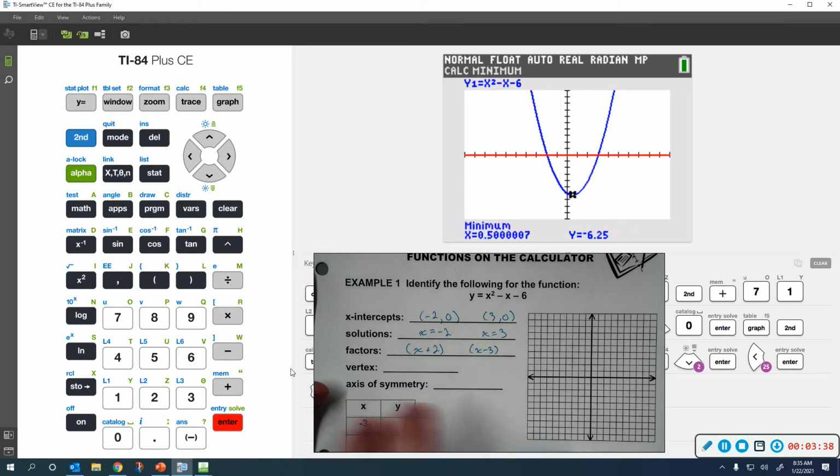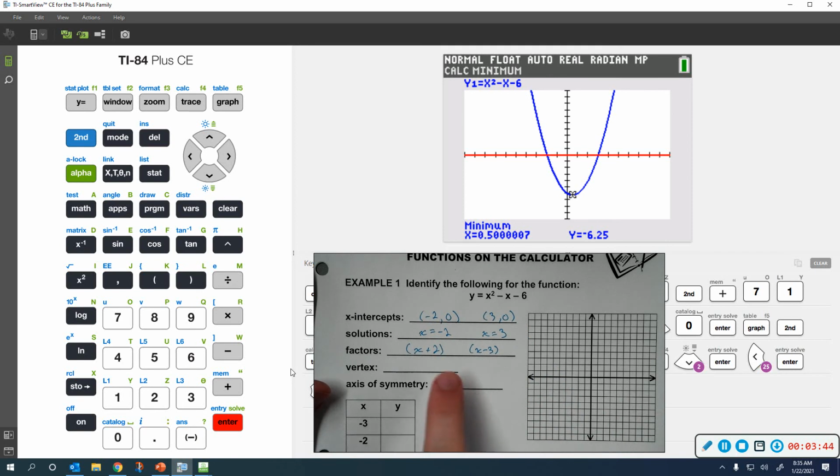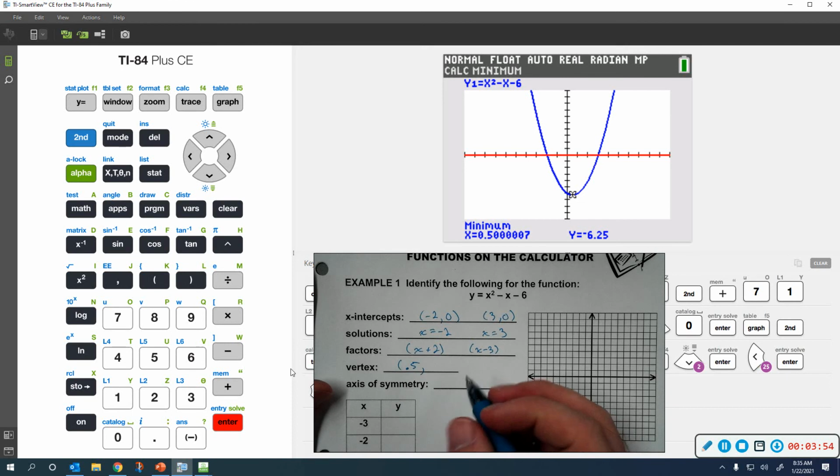It gives us a vertex. We're going to estimate it to the nearest tenth. So instead of 0.5550007, we're going to just write it as 0.5. Estimate it to that first decimal place. And -6.25, estimate that one to the tenth as well. So -6.3.